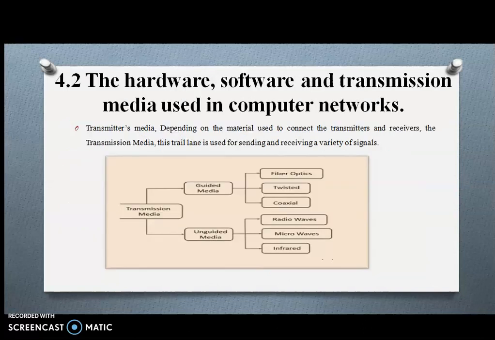4.2 The hardware, software and transmission media used in computer networks. Transmission media, depending on the material used, connect the transmitters and receivers. The transmission media is used for sending and receiving a variety of signals.